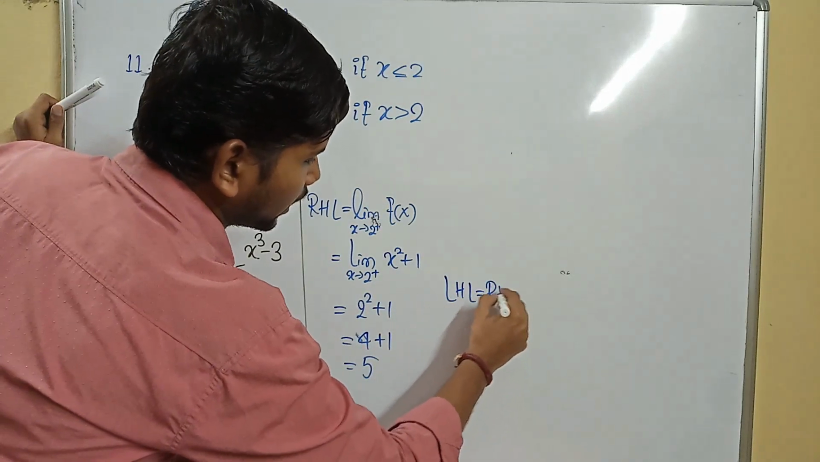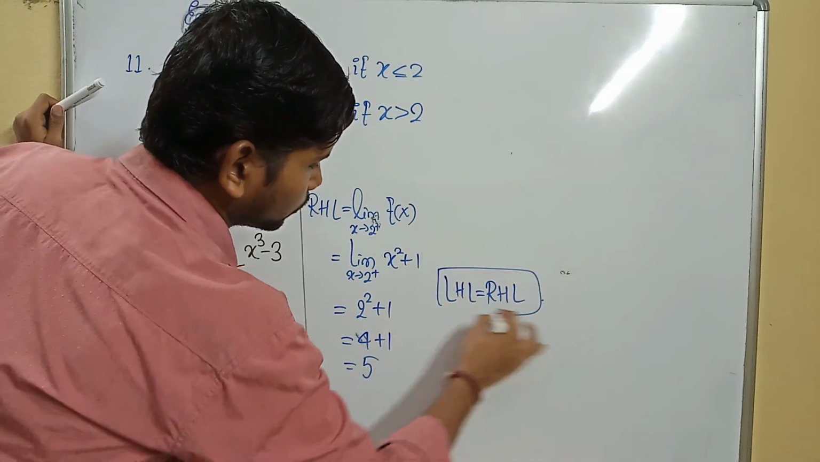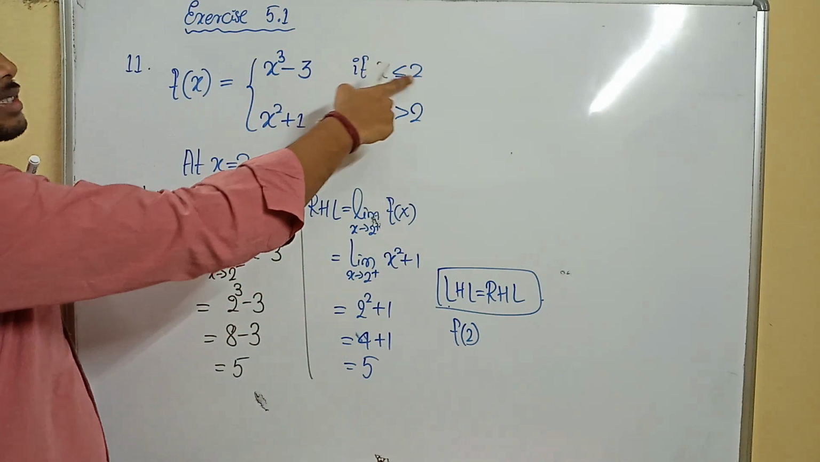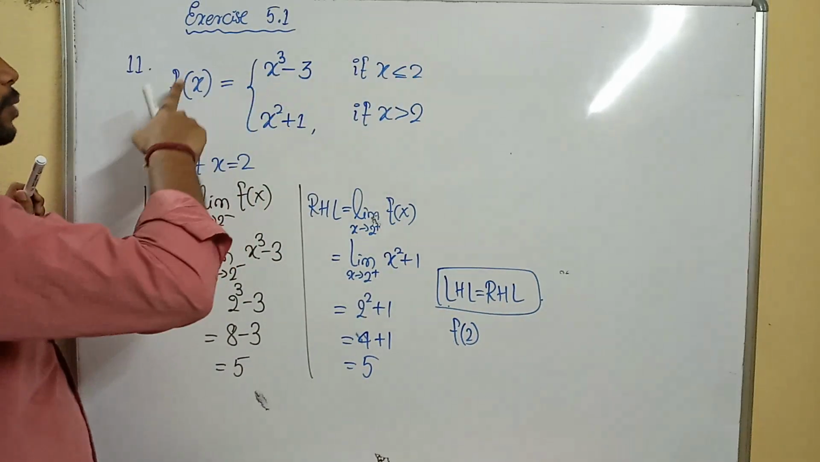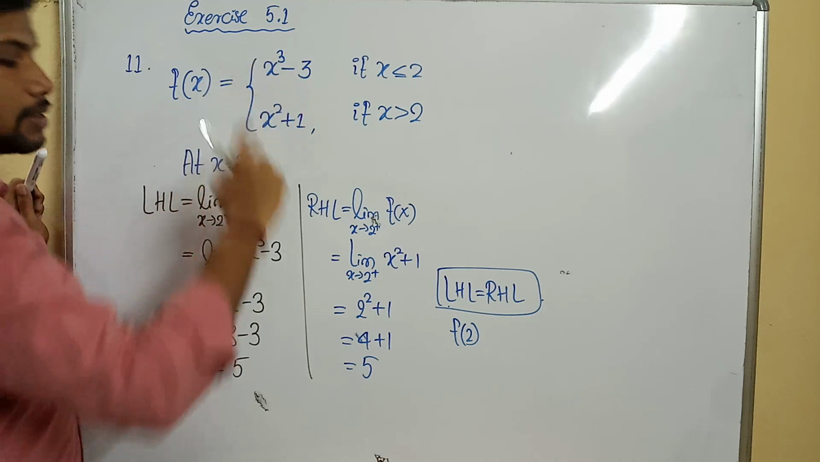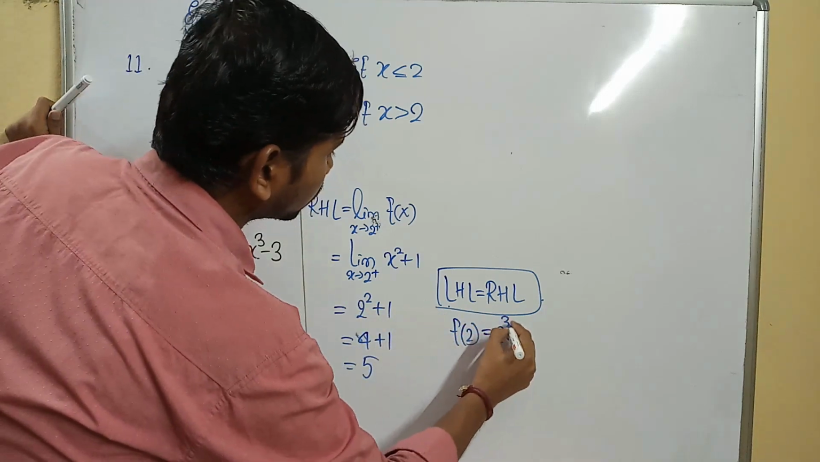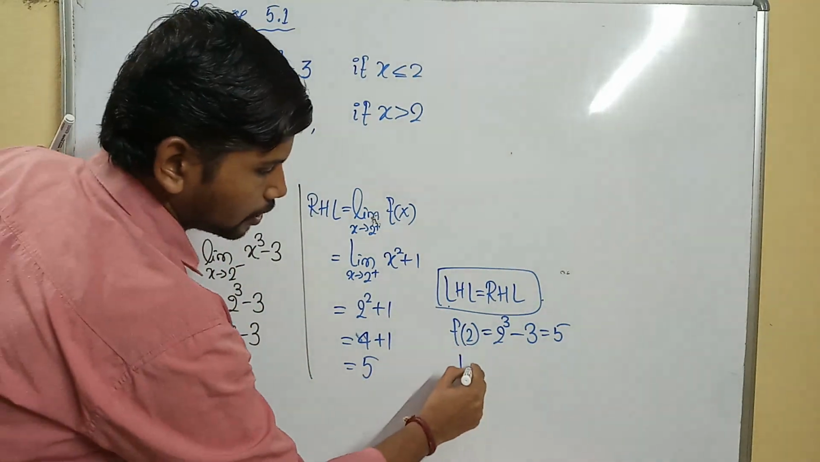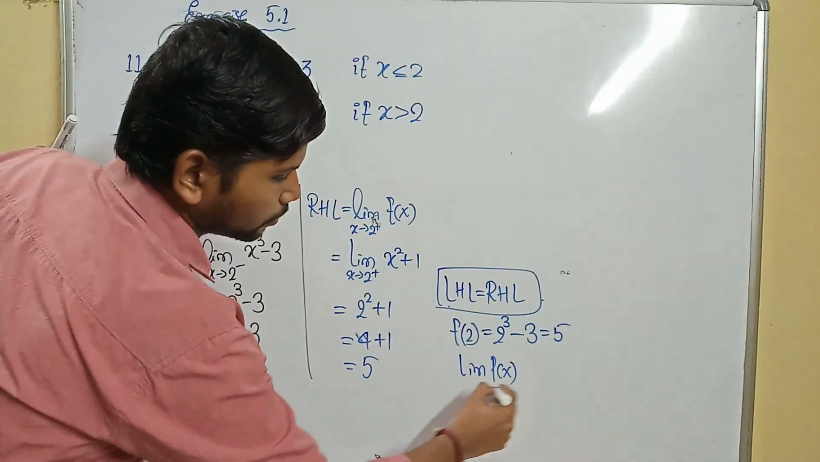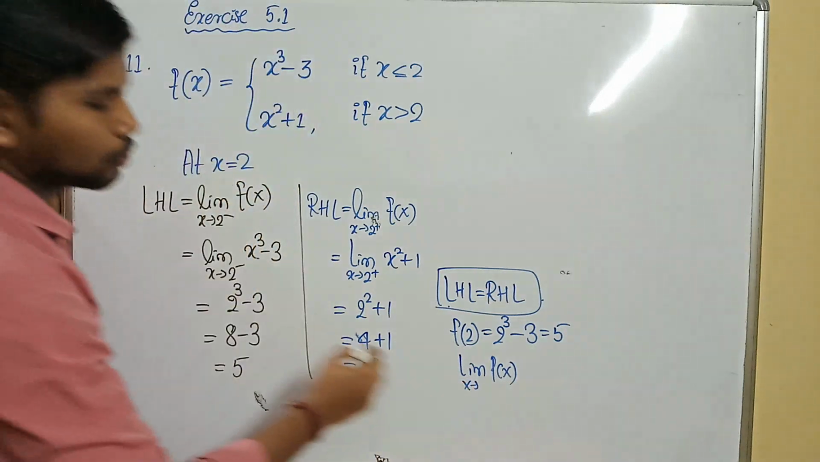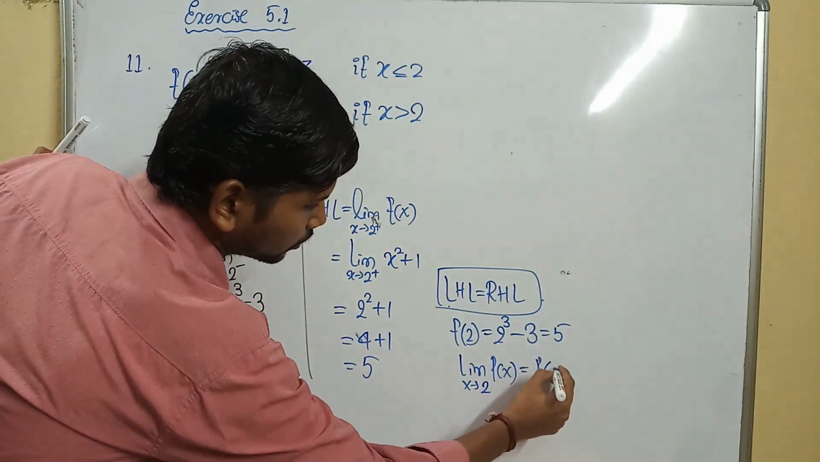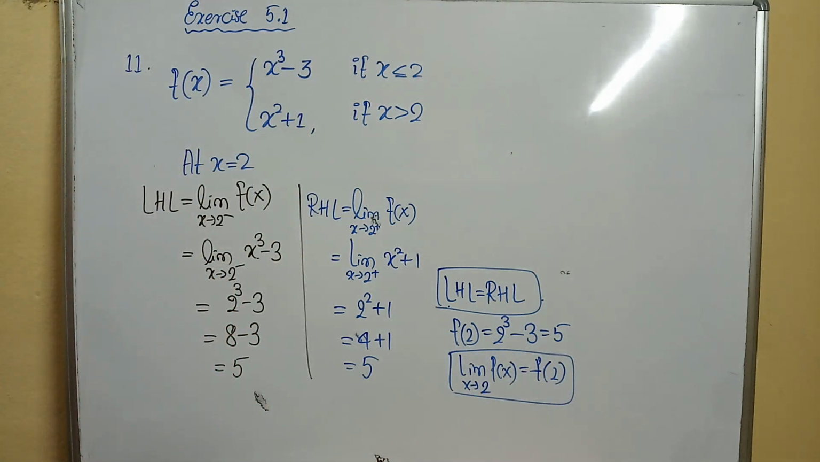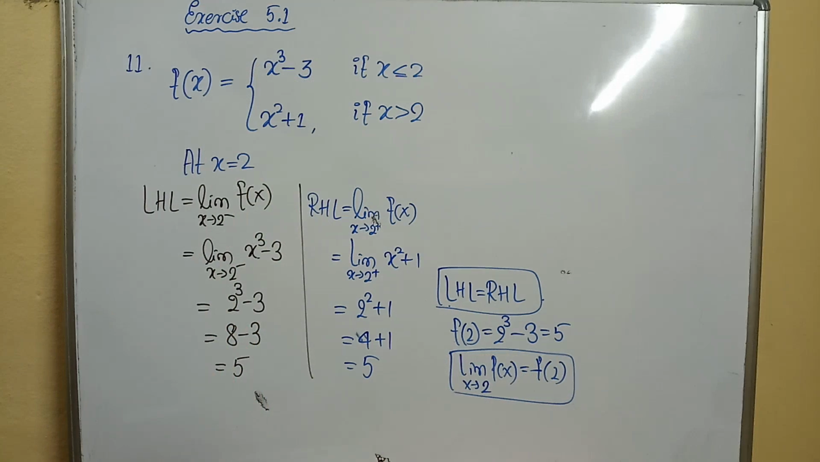I need to check at that point also. What is at that point? That is f of exactly 2. f of exactly 2 means x less than or equal to. Equal to means the first condition I need to take. f of x is x cube minus 3. f of 2 is 2 to the power 3 minus 3. The value will be 5. Means the given function is continuous at x is equal to 2. Got the point? Therefore, no point of discontinuity, or for all the real numbers, the given function is continuous.